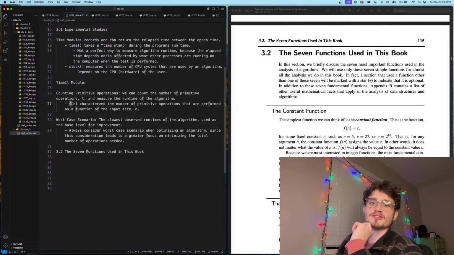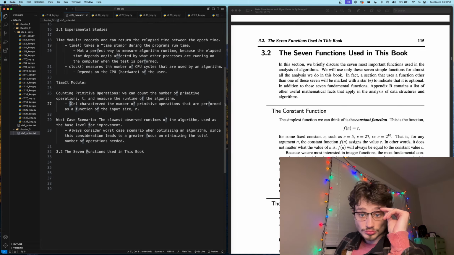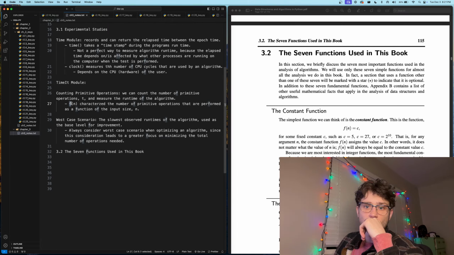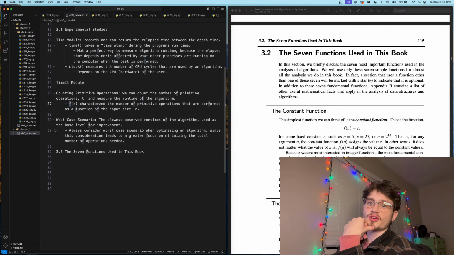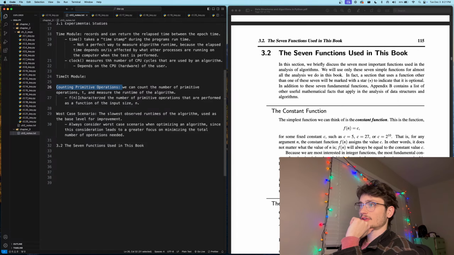Or is f the primitive operation? Or is f the entire... So if given an input size of n, it is still possible to have an algorithm with a time complexity of n squared, for example. F of n is the number of primitive operations on the algorithm. Okay. Oh yeah, we're counting primitive operations. We can count it using, okay, cool. Interesting. Okay, thank you guys for that.